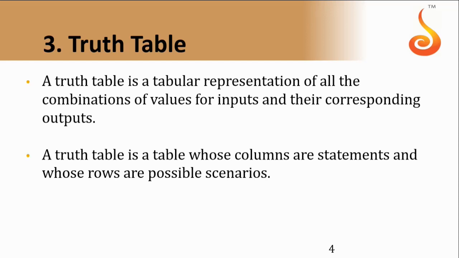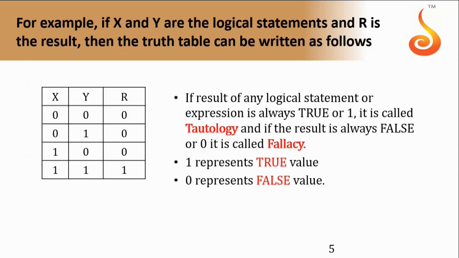A truth table is a table whose columns are statements and whose rows are possible scenarios. Like all possible scenarios you give, it can be 0, 1, 1 and 1, 0. This is what I was trying to tell you. X, Y are two inputs, and here they have given R as the result. So X and Y can be 0, 0, the result is low. Like 0, 1, 1, 0, 1, 1.